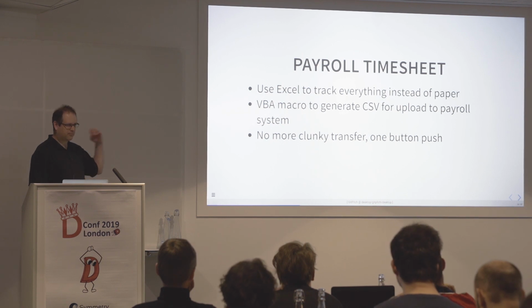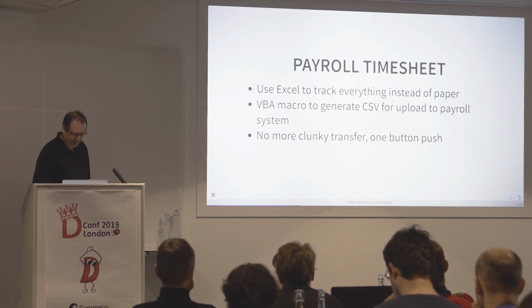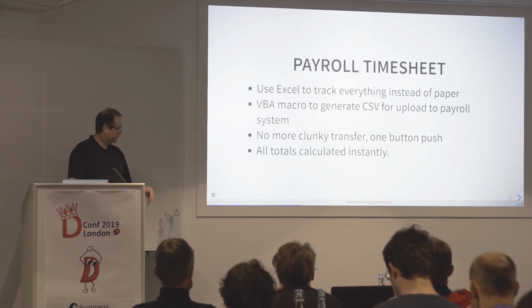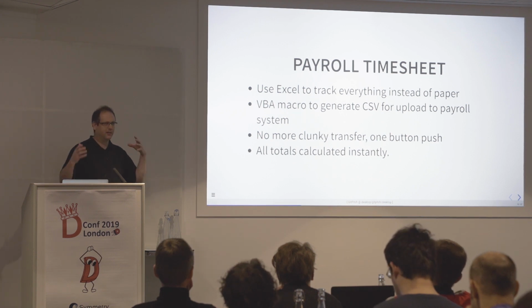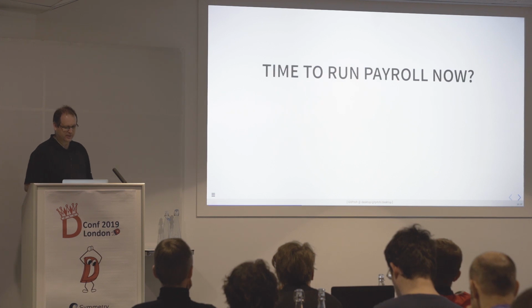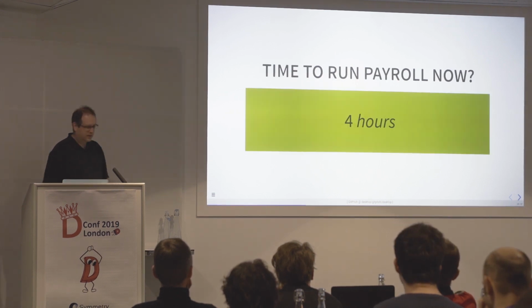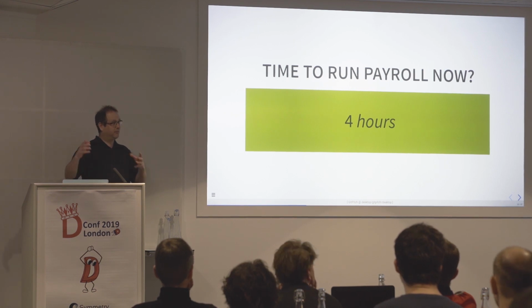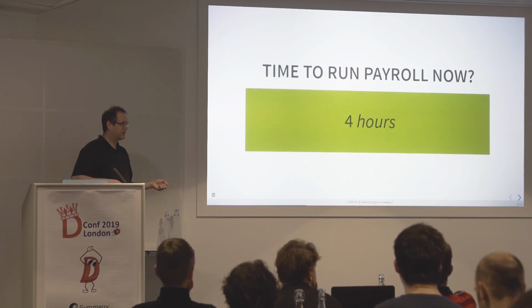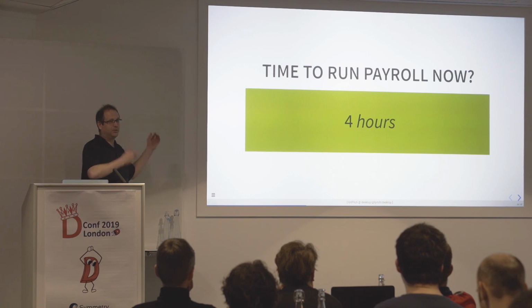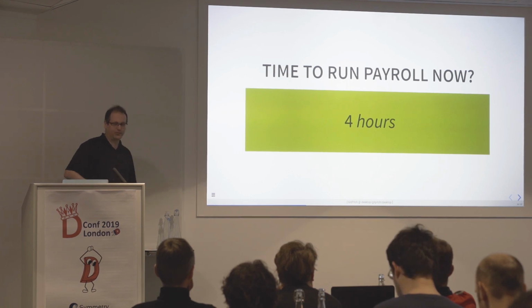One button push, payroll is ready to be generated. And all the totals are calculated instantly on the Excel spreadsheet. You can compare with what the payroll system said to make sure everything's there. Now, how long does it take to run payroll? 4 hours. So it went down from 4 days to 4 hours. You have a computer. This is why you should use it, because this is what it does for you.